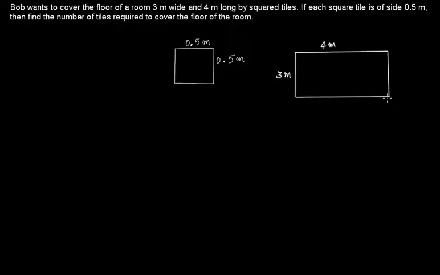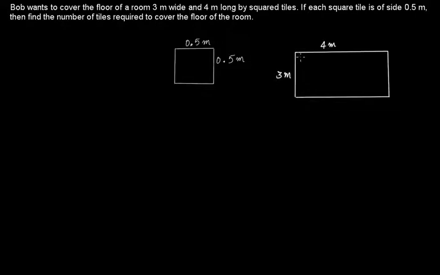This is a rectangular floor of length 4 meter and width 3 meter, and you have these square tiles, and you have to cover this rectangular floor using these tiles. You have to tell the number of tiles required to cover this floor, and the side of the square tile is 0.5 meter. Now let's solve this problem.